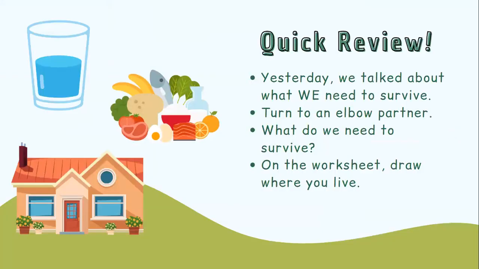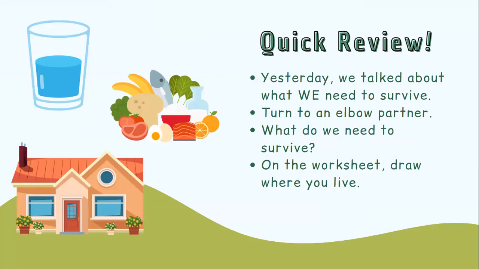Thank you for explaining the game, Billy. Yesterday we talked with the students about what we need to survive. Some of the things include food, water, air, and shelter. Students will turn to their Alba partner to reflect on the four things that humans need to survive, and after a few minutes, students will share what they talked about.